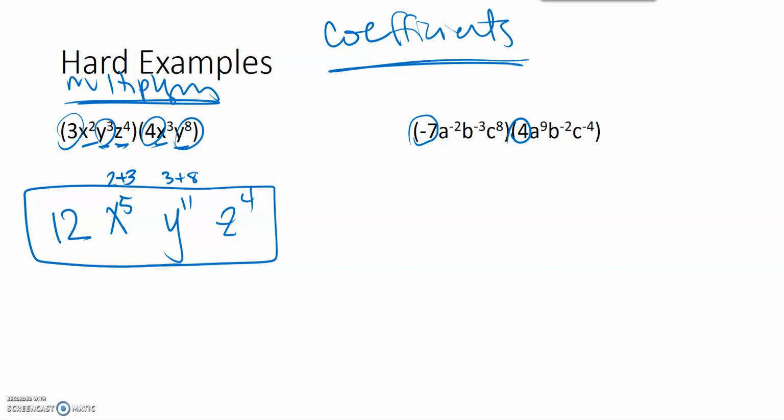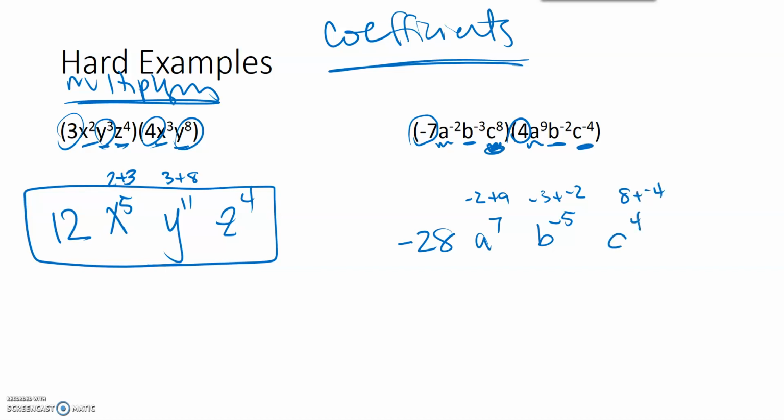Well, negative 7 times 4 is negative 28. Then we're going to combine our a's. That's negative 2 plus 9. That's a to the 7th. Our b's, negative 3 plus negative 2, b to the negative 5th. We're going to have to do something with that. Our c's here, 8 plus negative 4, so c to the 4th.